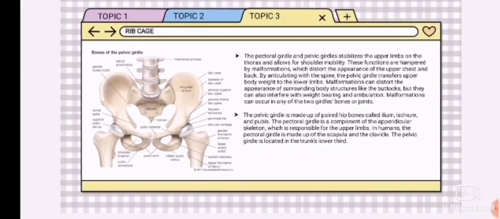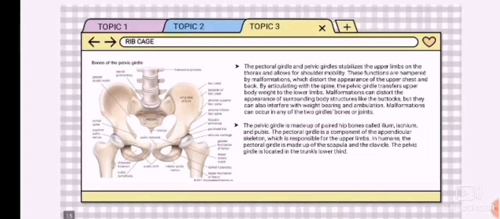The pectoral girdle is a component of the appendicular skeleton, which is responsible for the upper limbs. In humans, the pectoral girdle is made of the scapula and clavicle. The pelvic girdle is located in the trunk's lower third. The pectoral girdle, also called the shoulder girdle, connects the arms to the body and provides a base for arm movement.